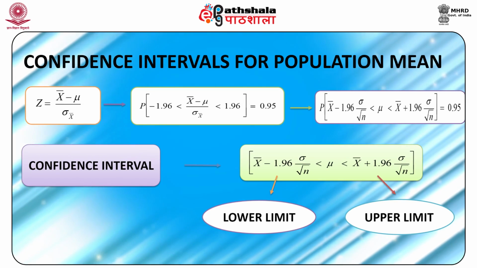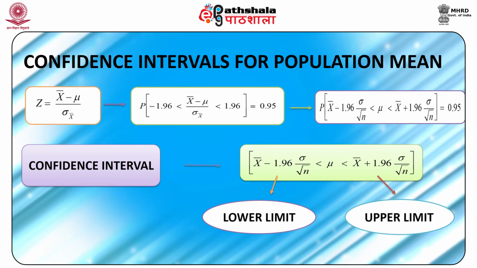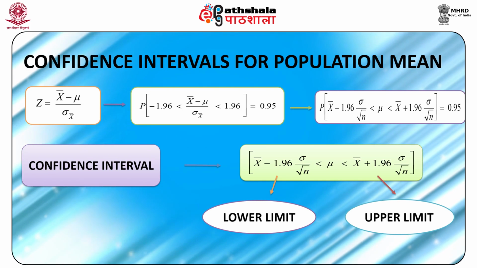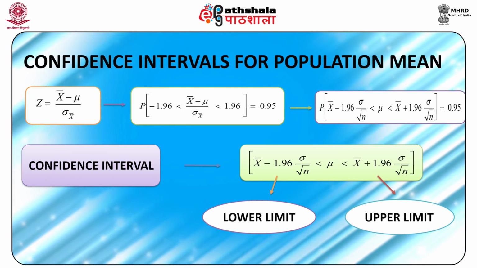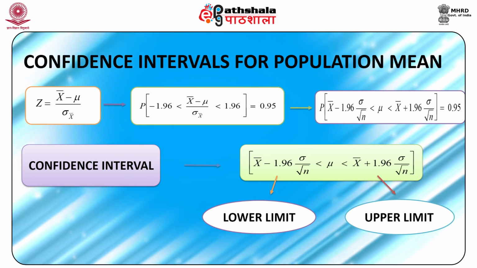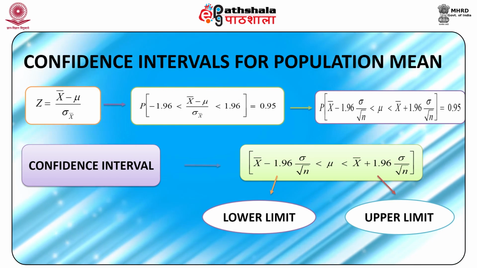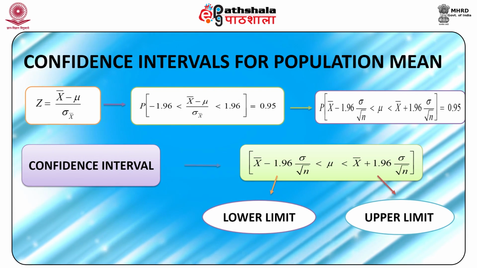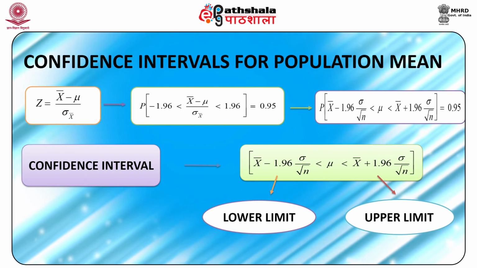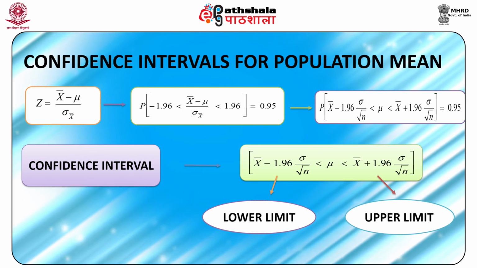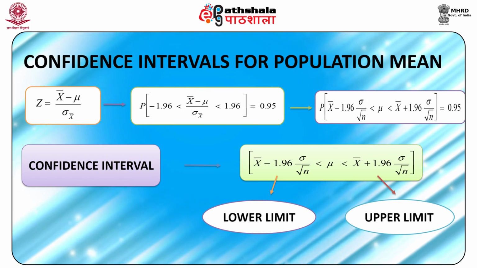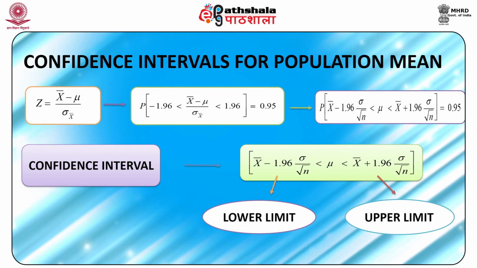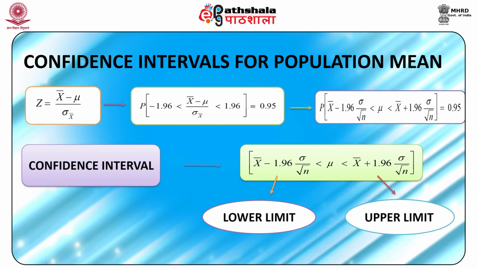Now you can see that if z is equal to x bar minus mu upon sigma x bar, then from the Z distribution we obtain the probability that (x bar minus mu) upon sigma x bar is between 1.96, which means it is less than 1.96 but greater than minus 1.96. This probability is equal to 0.95.